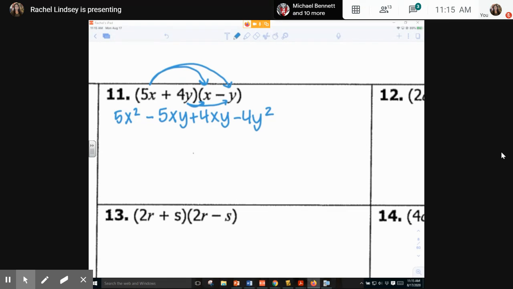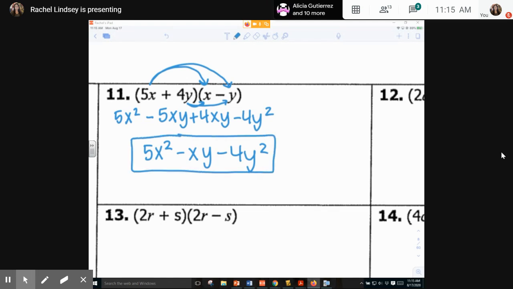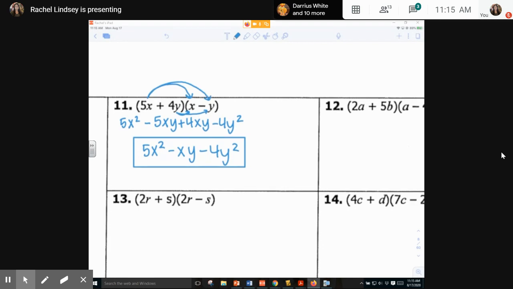So now combine like terms. We can't combine anything with the 5x squared. But what's negative 5xy plus 4xy? Negative xy. Negative 1xy. And then we have negative 4y squared. Can't combine that with anything. We won't see too many of these with the two variables in them, but I thought we should at least look at them a little bit. We're not going to spend a lot of time with these.